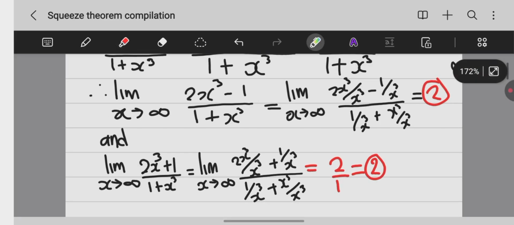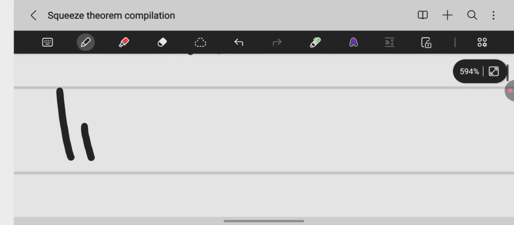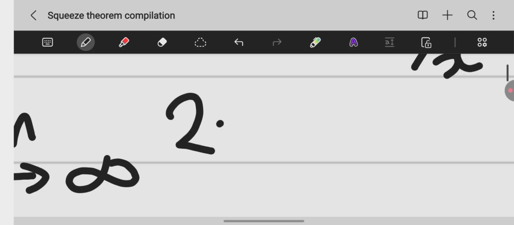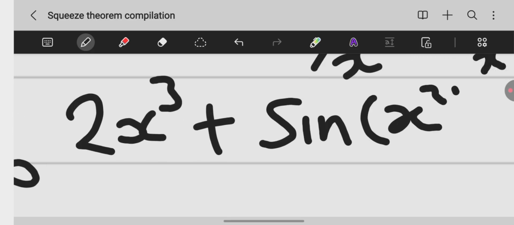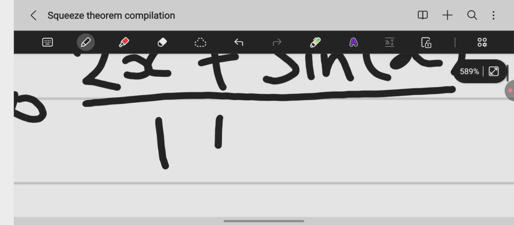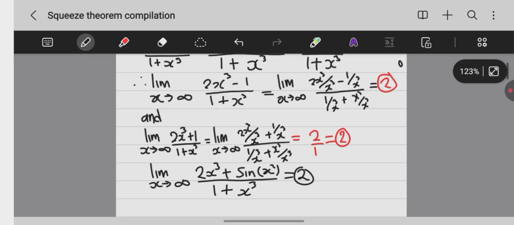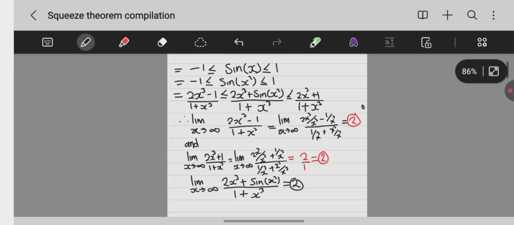And because we have two answers that are the same on the left and on the right, by default, the limit as x approaches infinity of 2x cubed plus sine x squared all over 1 plus x cubed is also equal to 2, right? So that's by default, obviously. So this is how you would answer this question with 3 marks.